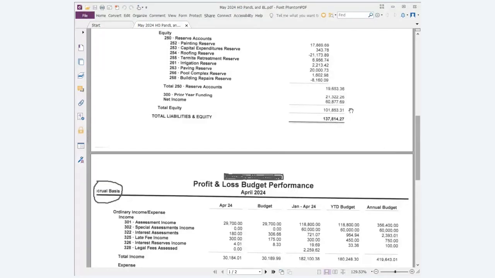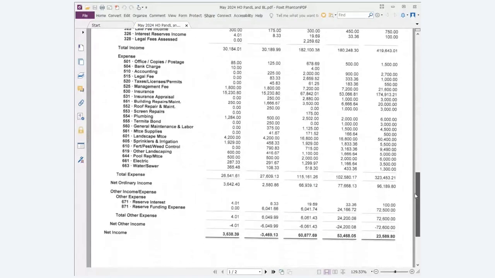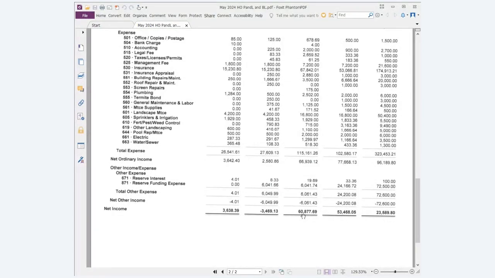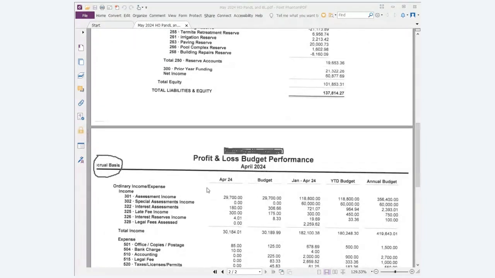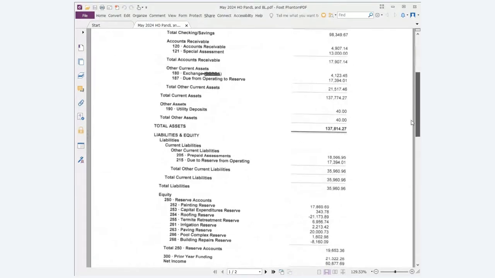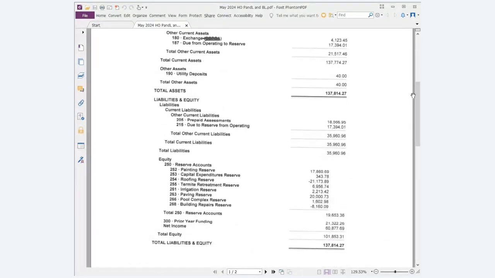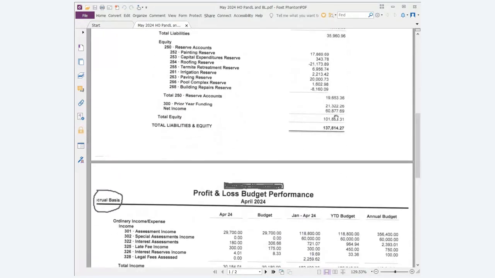Net income, this is for year to date, that's 60,877, and we find that number right here, 60,877. So that's where that comes in, giving us a total equity of 101,853, and total liabilities and equity equal 137,814, which should equal 137,814. So we are in balance, and the equity for the association is this $101,000.